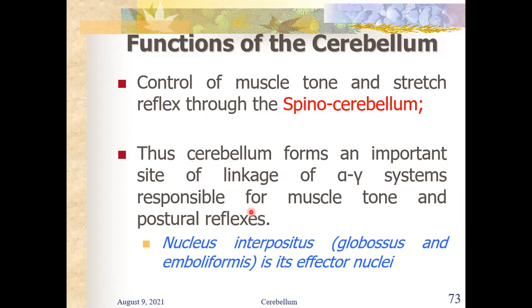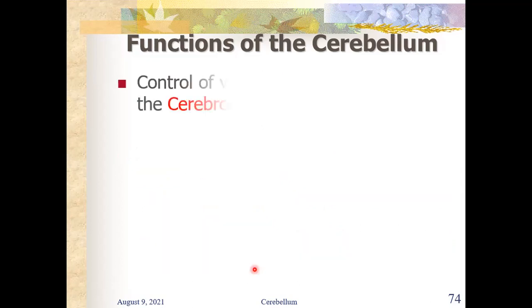The cerebellum forms an important site of linkage between the two systems, the alpha and the gamma systems, which are responsible for muscle tone and postural reflexes. So the nucleus interpositus, being the globose and emboliform nuclei, are the effector nuclei.